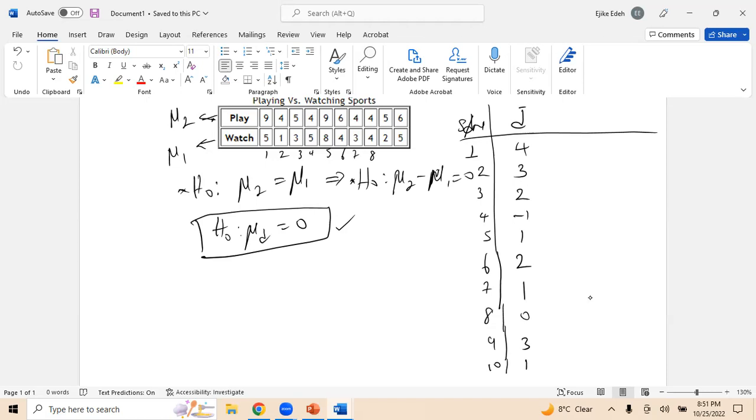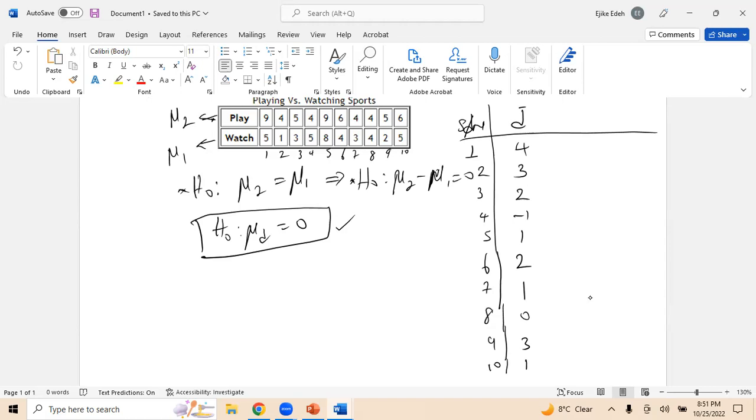Yeah, that is another. And then for the seventh student, 4 minus 3, which is positive 1. For the eighth student, 4 minus 4, which is 0. For the ninth student, 5 minus 3, which is 2. And for the 10th student, 6 minus 5, which is 1. So our data is correct.